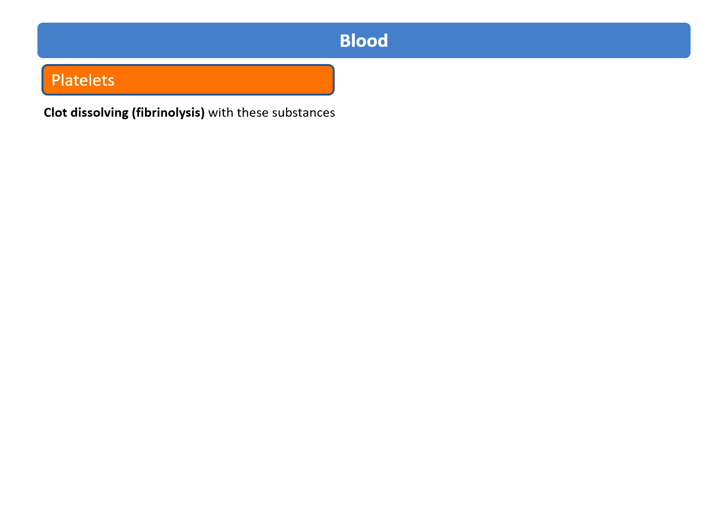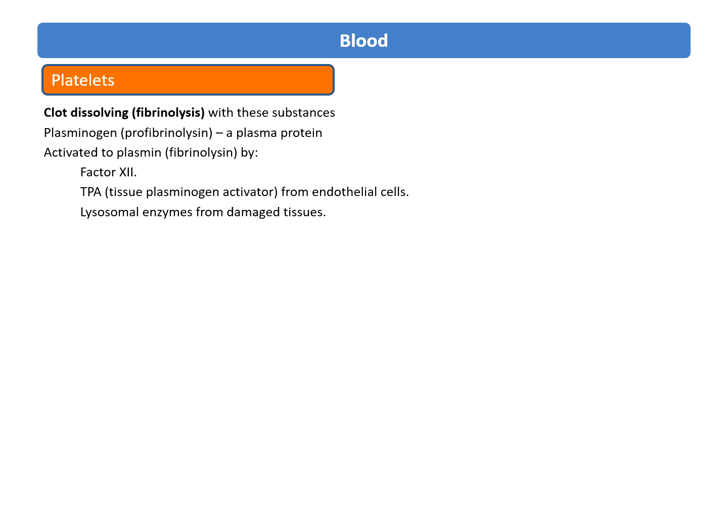Clot dissolving, fibrinolysis, occurs with these substances. Plasminogen, or profibrinolysin, is a plasma protein. It's activated to plasmin by factor 12 and TPA, tissue plasminogen activator. This is released from endothelial cells. Also, lysosomal enzymes are released from damaged tissues. Plasmin dissolves the clotting factors and digests fibrin to break down the clot. It's incorporated within the clot.